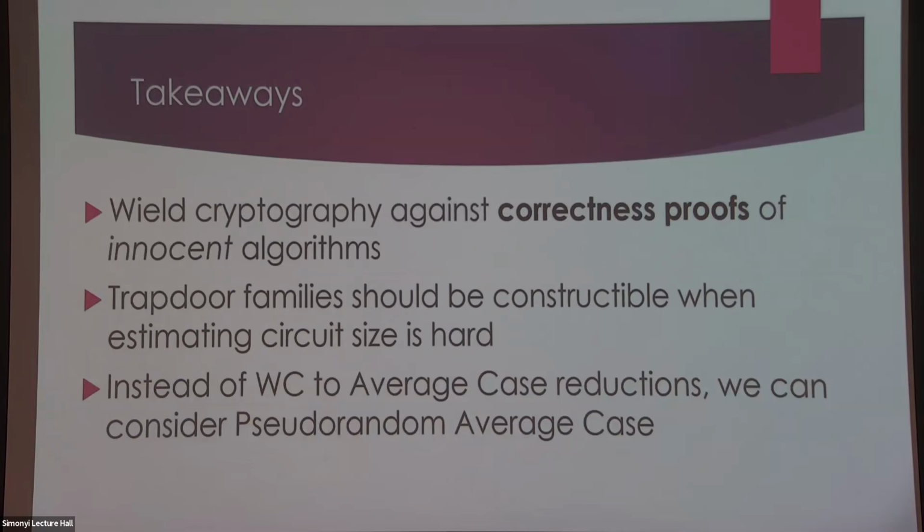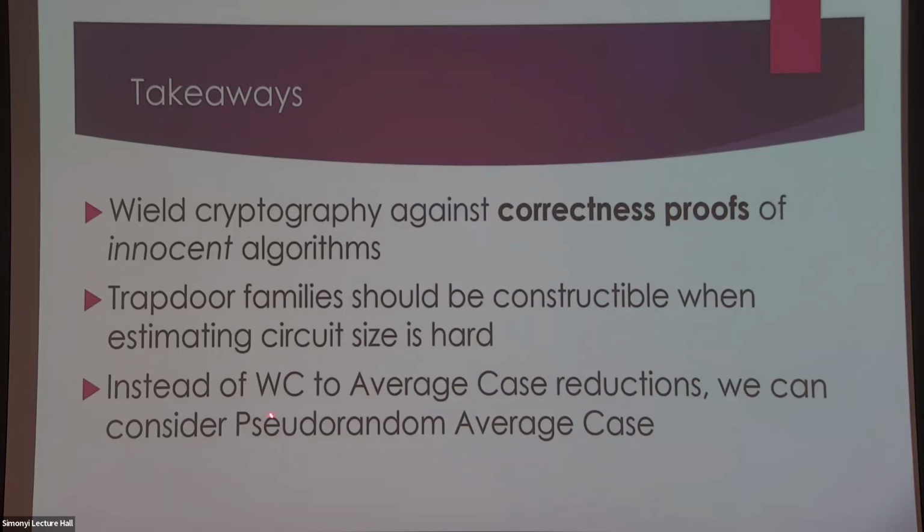Let me summarize, so I'm even a bit before time. The essence of what we are doing is suggesting to wield cryptography not against some malicious adversary, but against the correctness proofs of innocent algorithms, which again is in many senses maybe more believable even. Even if it is plausible that some of those conjectures can be broken in some polynomial time, believing that they can be broken faster than matrix multiplication, I don't know, especially by an algorithm that is not trying to do so. The other thing is that these trapdoor families should be constructible in many, many different settings.